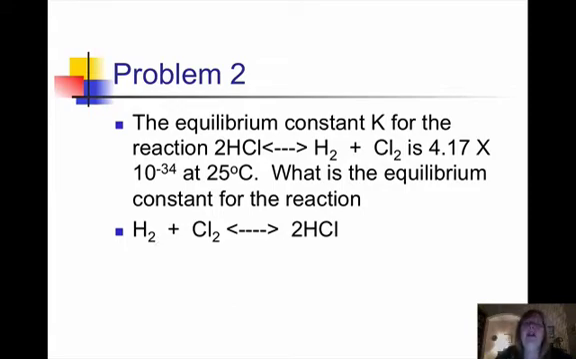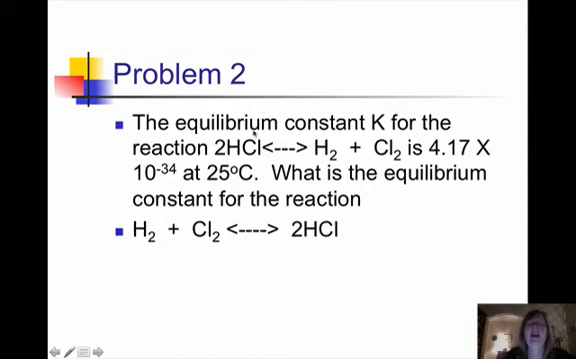We are given a value for K, and here is the reaction. Hydrochloric acid is decomposing into hydrogen and chlorine, and the K for that reaction is 4.17 times 10 to the negative 34th at 25 degrees. What that means is that there are very, very few products at equilibrium, because our K is so small. Now they want to know what the equilibrium constant is for the synthesis reaction. Actually, it's just the reverse of that reaction.